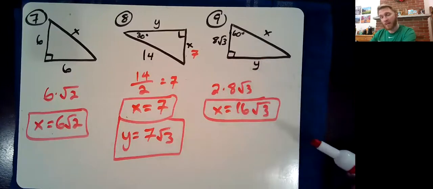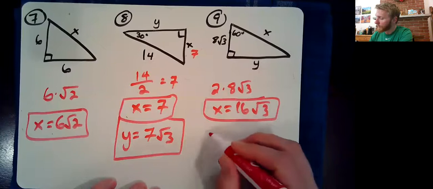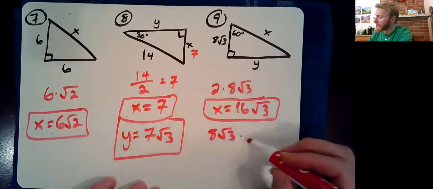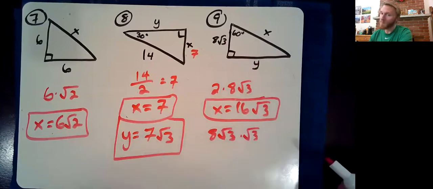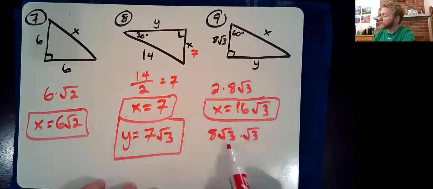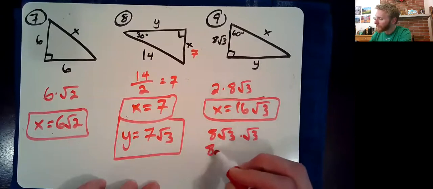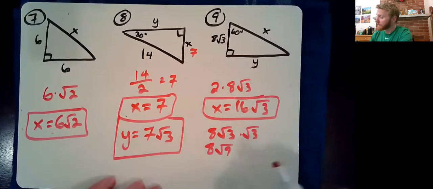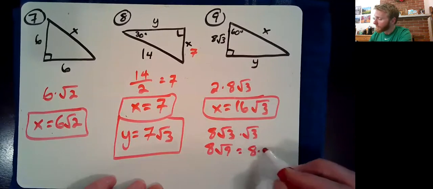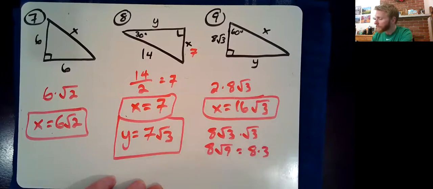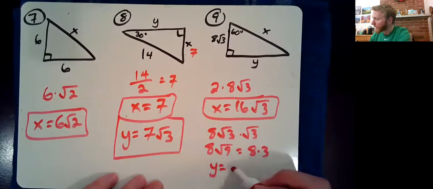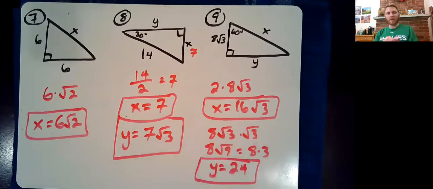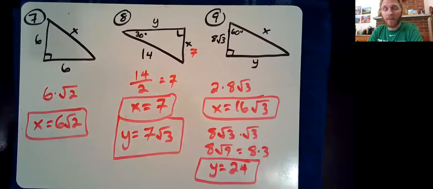Finding the long leg. Here you have the short leg is 8 root 3. To find the long leg, you multiply that by the square root of 3. Might look a little weird at first, but that's okay. You multiply the radicands together to get 8 root 9, which you should realize, square root of 9 is 3. So 8 times 3 gives me the value of y, which is 24. So again, these are our shortcuts, our quick ways of solving special right triangles.